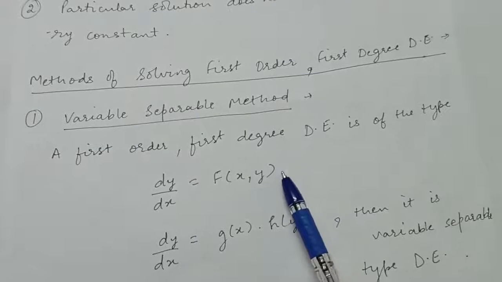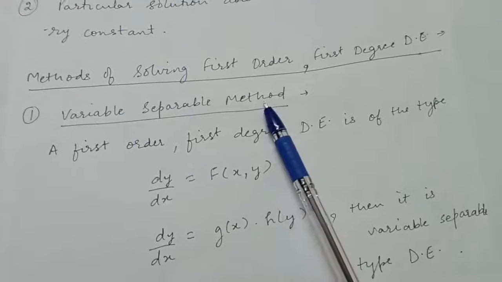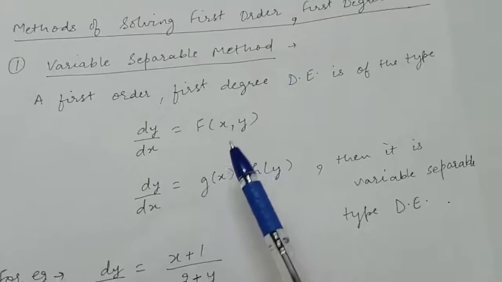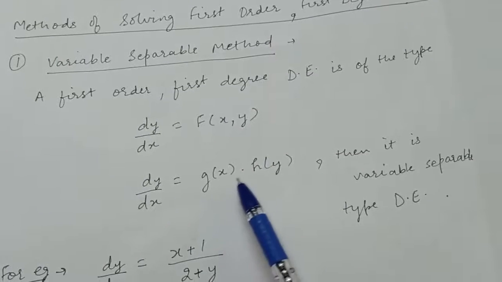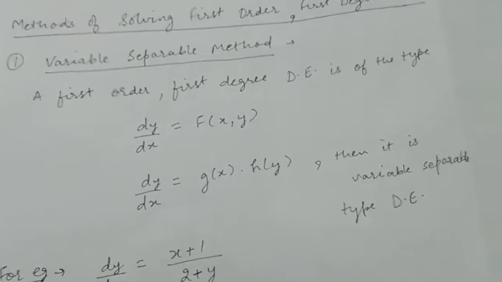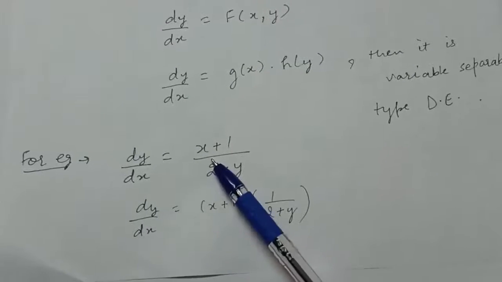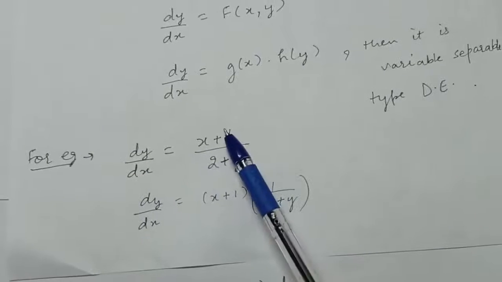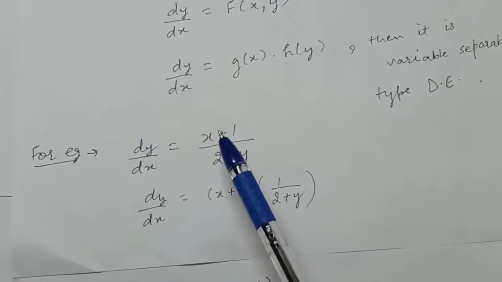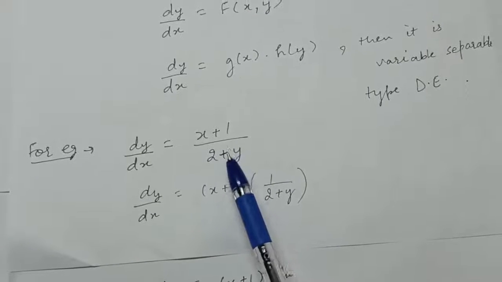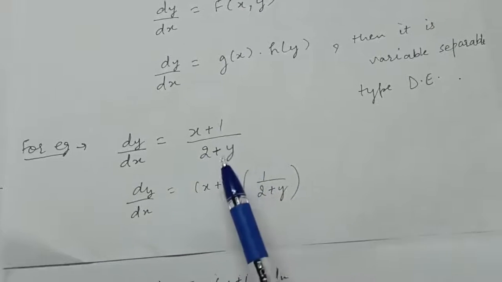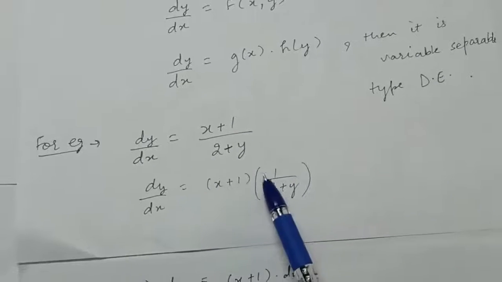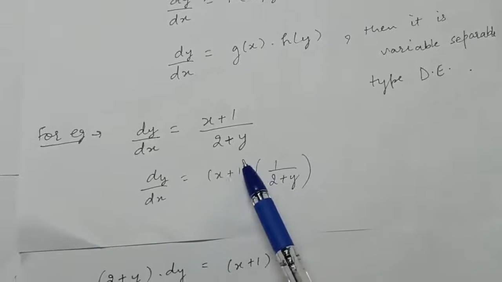Now we can solve this differential equation by the variable separable method only when this function of x and y can be written separately as a function of x into a function of y. For example, you can see this differential equation is of this type only, dy by dx equal to a function of x and y, right? Now it is variable separable type if I can write this function as a function of x into a function of y. So this function can be written like this, and we can solve this question by the variable separable method.